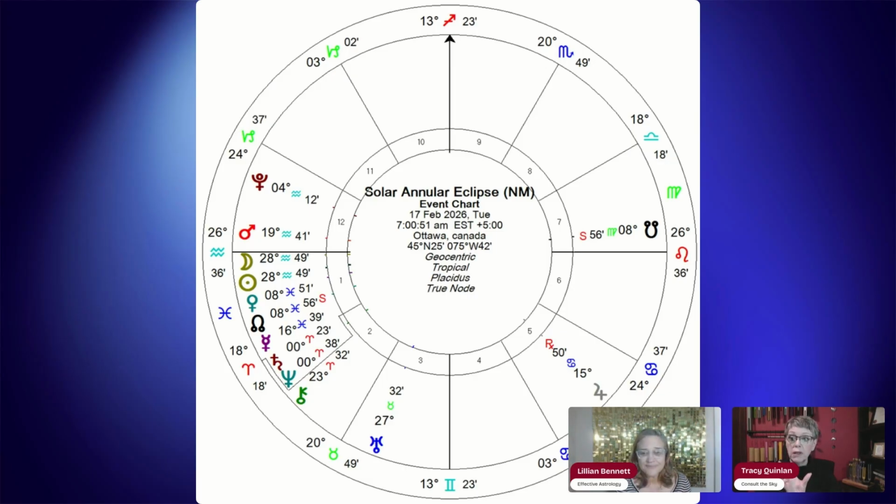So what that means for us as individuals is that this is going to be hitting 1, 2, maybe 3 houses in your birth chart. So the energy of clearing and letting things go and things leaving your life are going to be very specific to where this is going to happen in your chart.